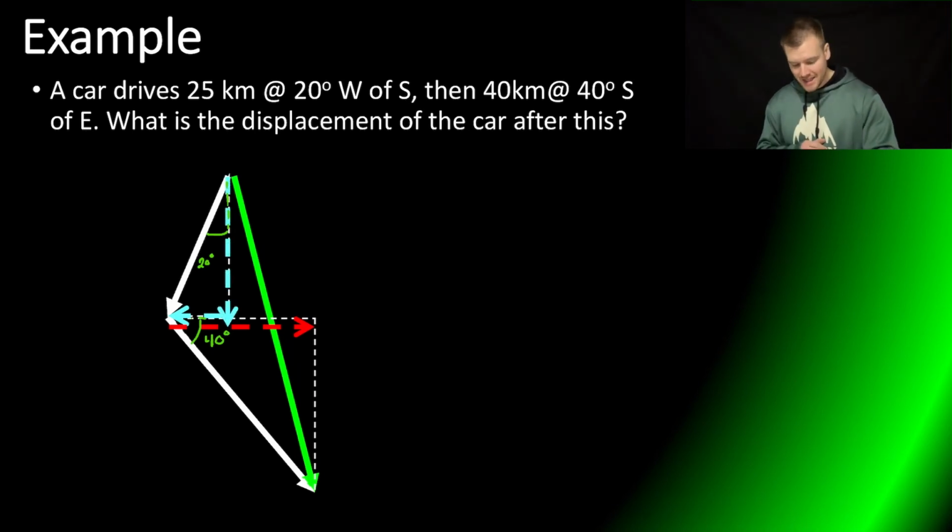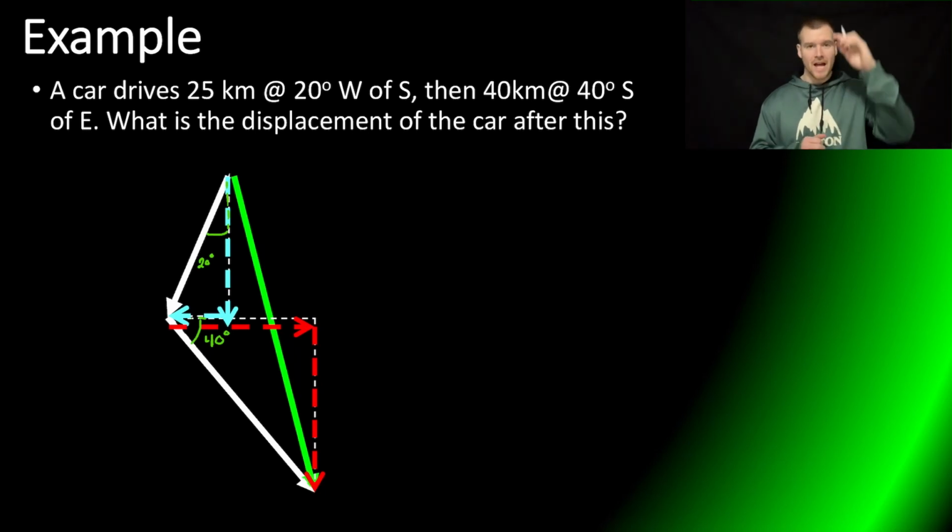So we'll do that, and then we're going to consider this blue line, which is the adjacent to the 20 degrees, showing how much that first vector went down. Then if we look at the opposite for the 40 degrees, that shows us how much the next vector went down. We'll add those two down arrows together and get a result for how far we went down.